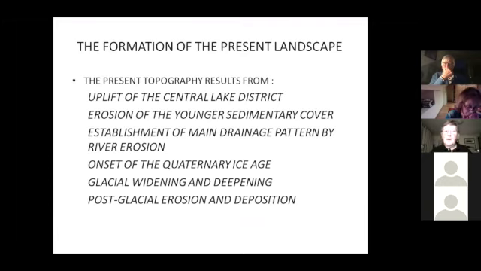Okay, now coming on to the present landscape. As you can see here, at some stage we get this uplift of the central Lake District. The younger rocks that lay across the top have been eroded away. We've got the establishment of the main drainage pattern. And now, round about 2.5 million years ago, we get the onset of the Ice Age. What this has involved is our river valleys, which would have been much less deep, much narrower, becoming widened and deepened. And finally, we get the post-glacial period, which I'll say right at the very end.